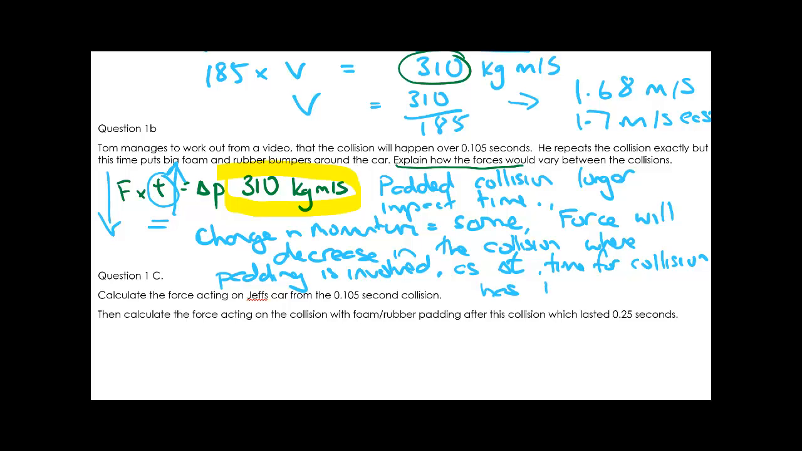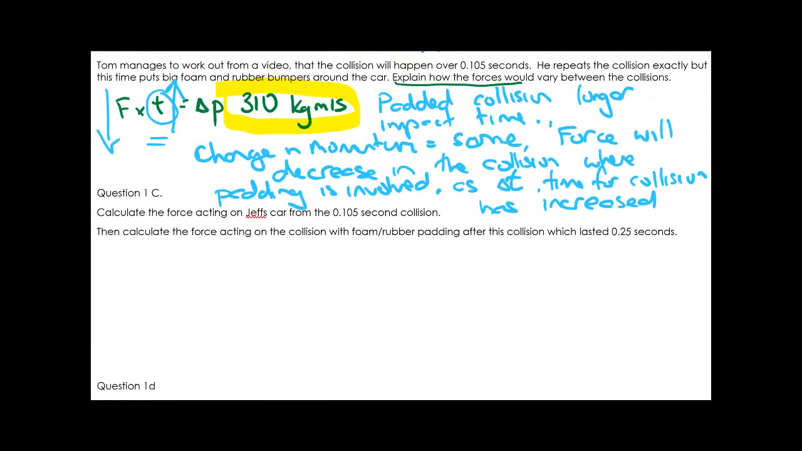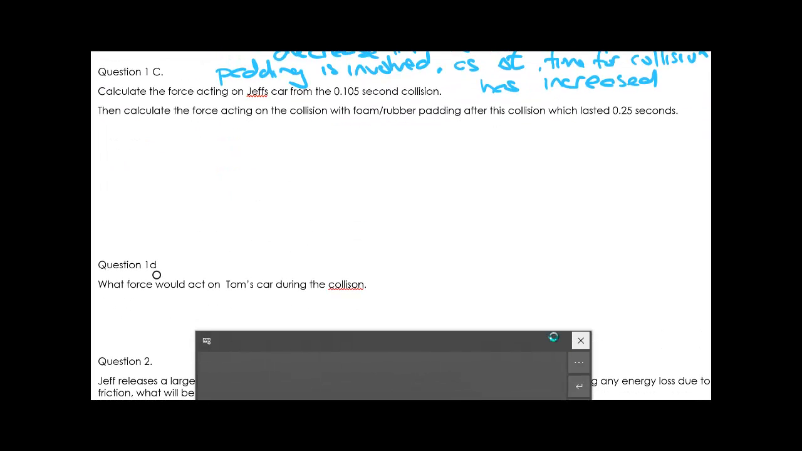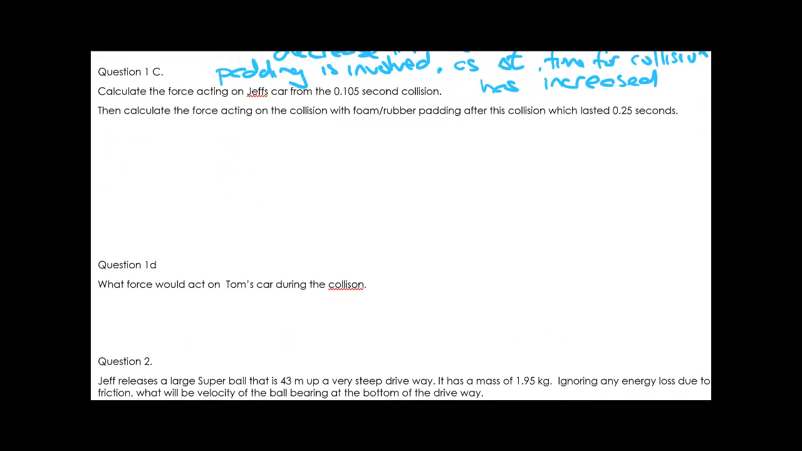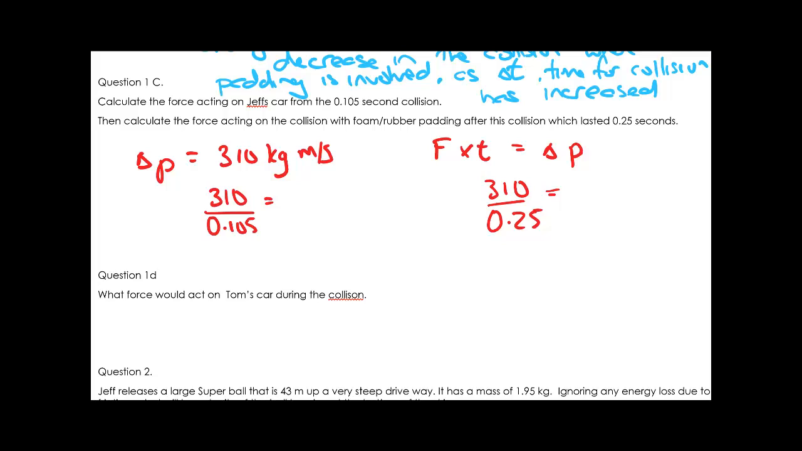Now you can also obviously do a calculation around this, which is what's coming up anyway. So if we move up, we'll see the one that's acting on Jeff's car. I'll just change colour pen to make it a little bit prettier, but the change in momentum is 310 kilogram meters per second. Now I've just written out the two cases. This is the one which involves the 0.105, and this is the one that involves a slightly longer time of 0.25. And you should be able to do a calculation to show how that changes.